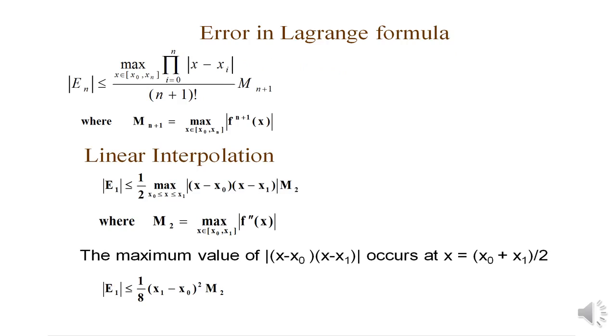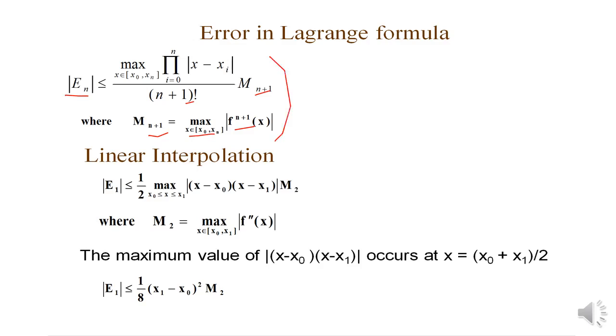Error in Lagrange formula. If we have n plus 1 data points in a series, we can write the formula: mod En is less than or equal to the maximum of product of i is equal to 0 to n, mod (x minus xi), upon (n plus 1) factorial, Mn plus 1, where x belongs to [x0, xn], and Mn plus 1 is the (n plus 1)th derivative of the function, and maximum of it when x belongs to [x0, xn]. So we have to find the (n plus 1)th derivative of the function.